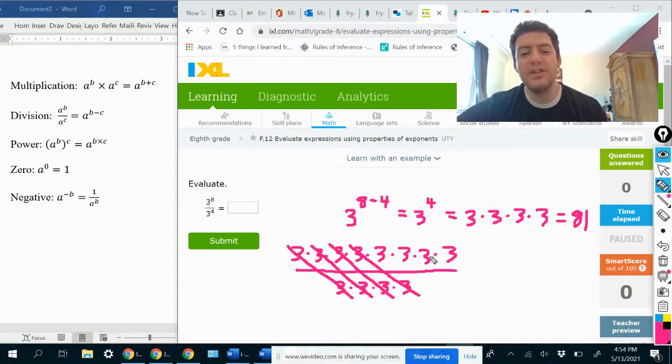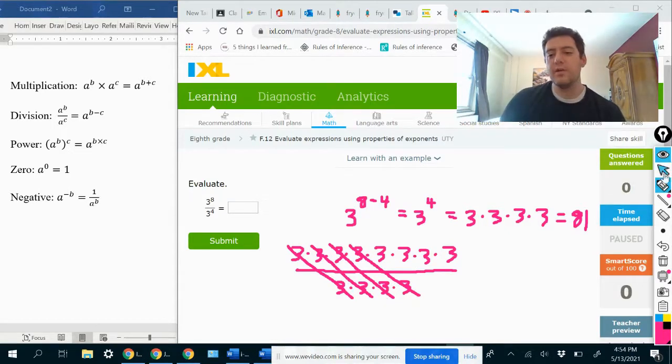So if we had 8 in the numerator to begin with and we had 4 in the denominator, then there are going to be 4 left over, because 8 minus these 4 that canceled out leaves us with 4. Okay, so anyway, we're going to put 81 in here.